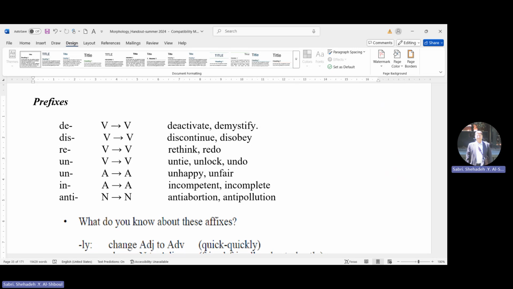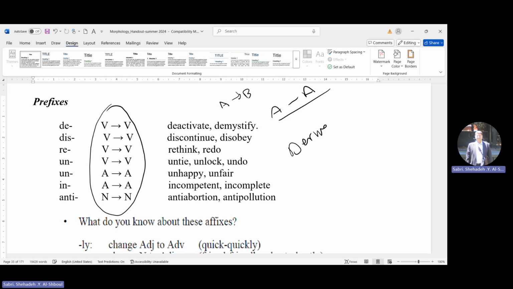We notice, dear students, that there is a kind of harmony and systematic change, which proves the idea that there is no change from A to B, but rather from A into A. And still we call them derivational. Actually, here, maybe the question is, despite the fact that there is no change in the part of speech, I mean verb, verb, verb, adjective, adjective, noun, noun, yet we call them derivational.